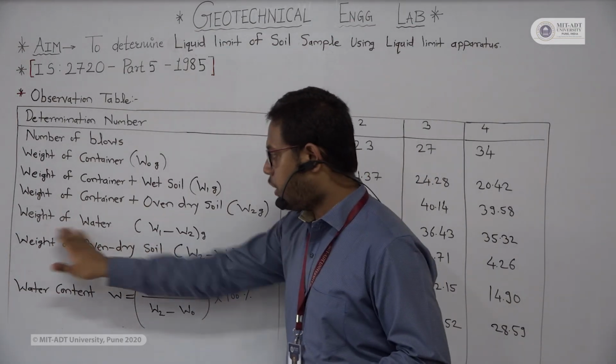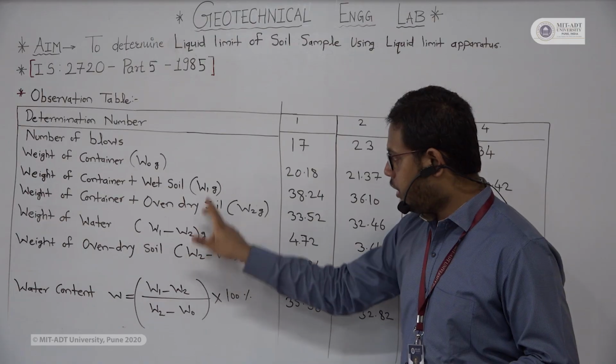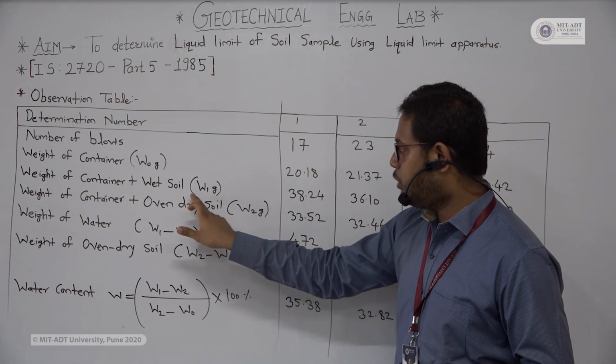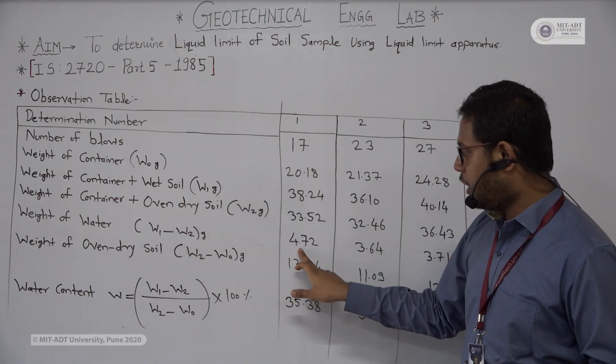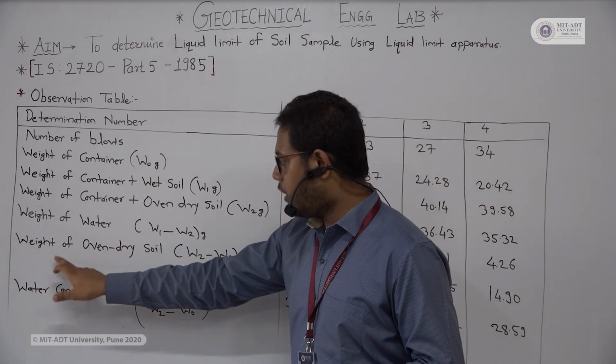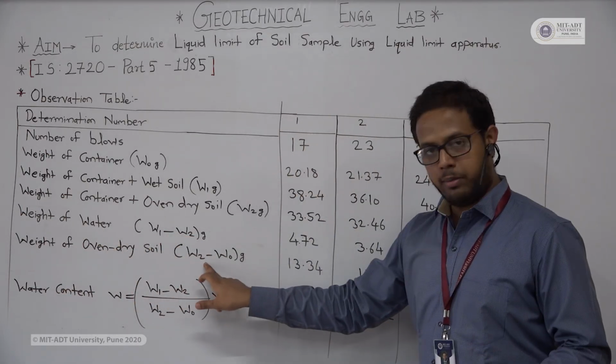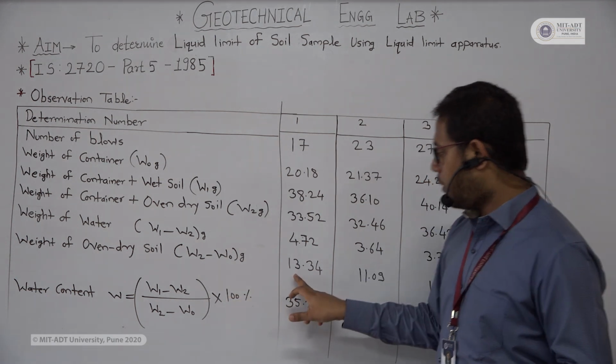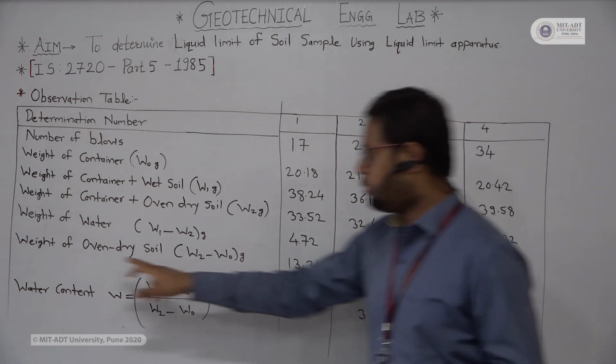Now the calculation part. The weight of the water is W1 minus W2. So we have found that 4.72 is the weight of that water. And the last one is the weight of the oven dry soil. The formula is W2 minus W0. So we have found 13.34. This is the weight of the oven dry soil.